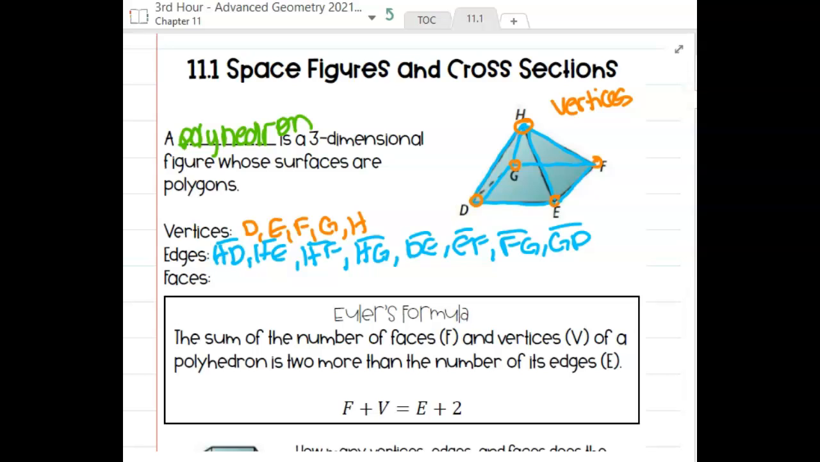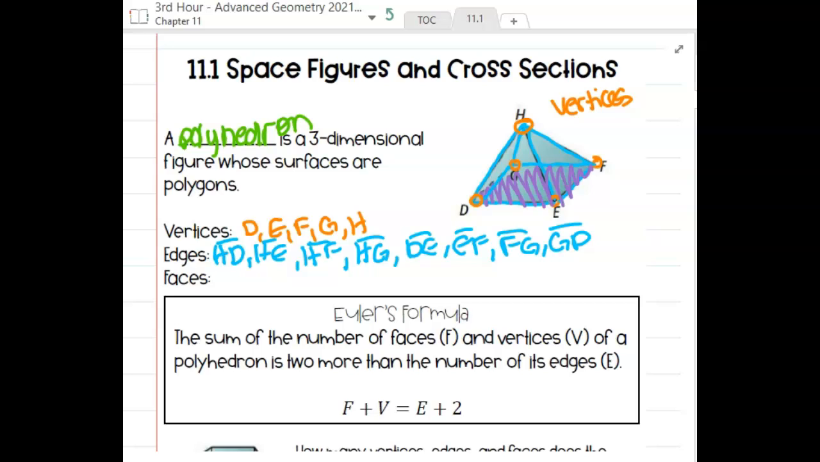Okay, then lastly, the faces. So it said in the beginning, a polyhedron is a three-dimensional figure whose surfaces are polygons. These surfaces are the faces. I can't really color in all of the faces because that would be the entire figure. But to show you what I mean, one of the faces would be this bottom right here. That would be a face. But I also have all of these faces that make up the side. So it's going to be the flat surfaces, the flat planes that make up the figure.